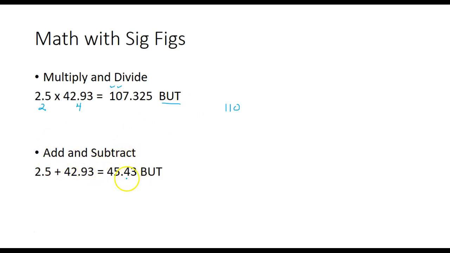The addition-subtraction rule is a little bit different. It is that your answer cannot be more precise or go out to a smaller place value than the least precise in the numbers you're adding or subtracting. This 2.5 is precise to the 10th place, 42.93 is precise to the 100th place, so our answer can only be precise to the 10th place. So 45.4 would be the rounded correct answer for that one.